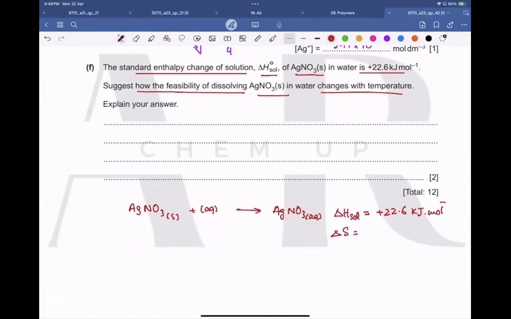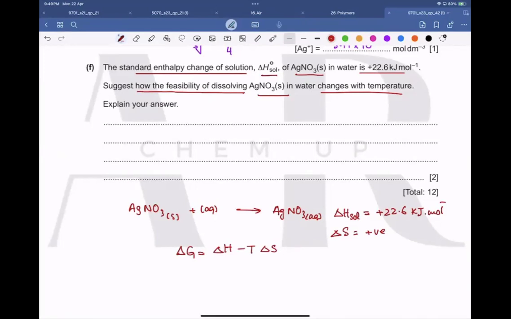Yes, the change in entropy is positive. Very good, Mariam, because the solid turns into aqueous, so it is going to be positive. Now, if you recall the feasibility expression, the Gibbs free energy equation: Gibbs free energy is equal to delta H minus T delta S, right?